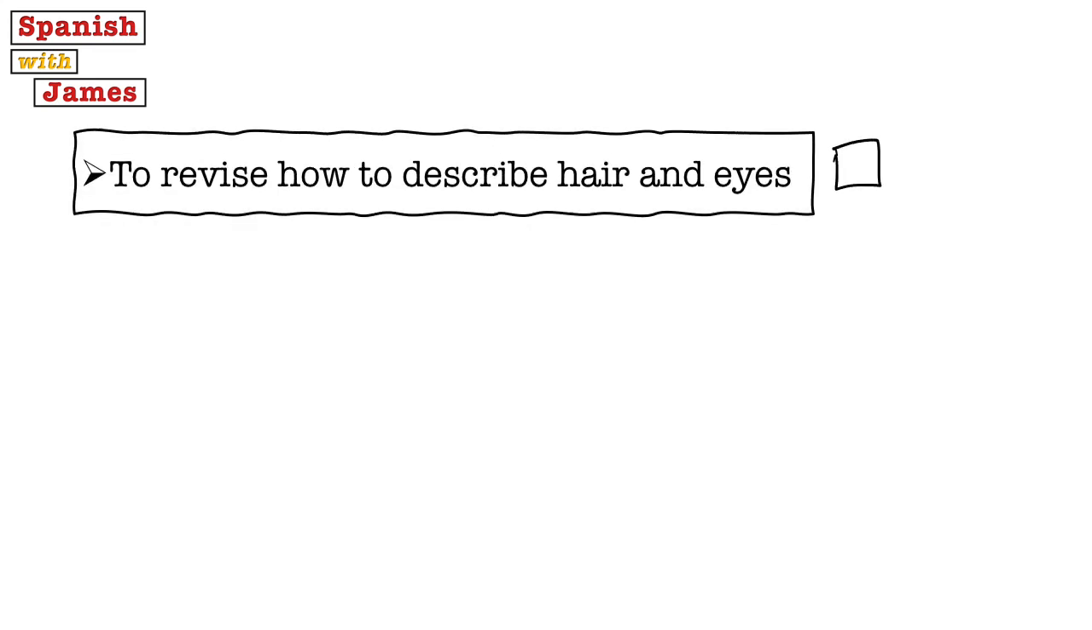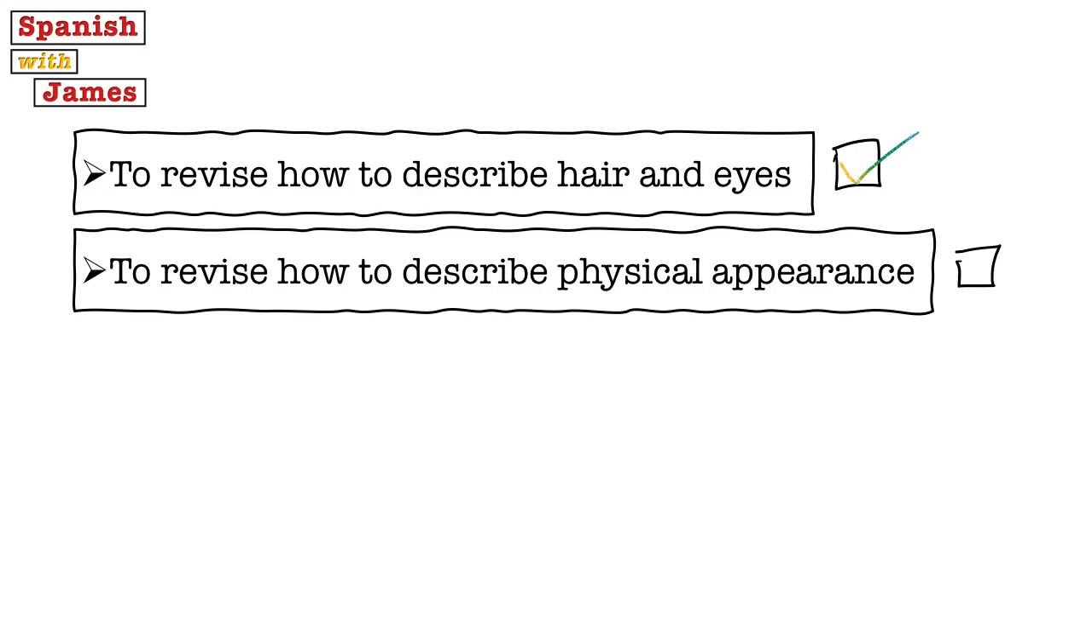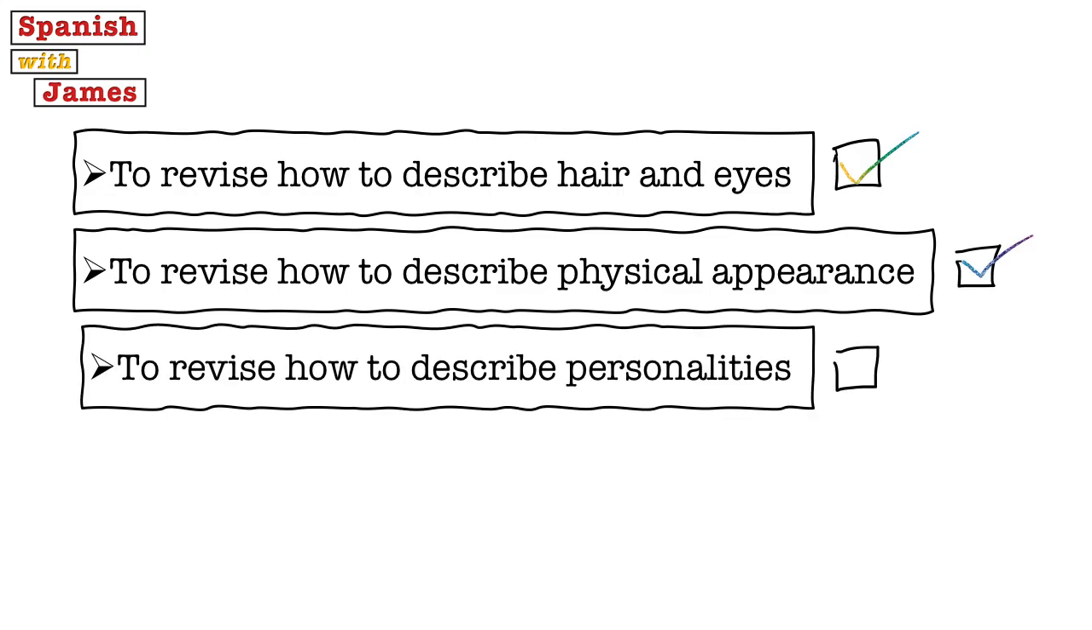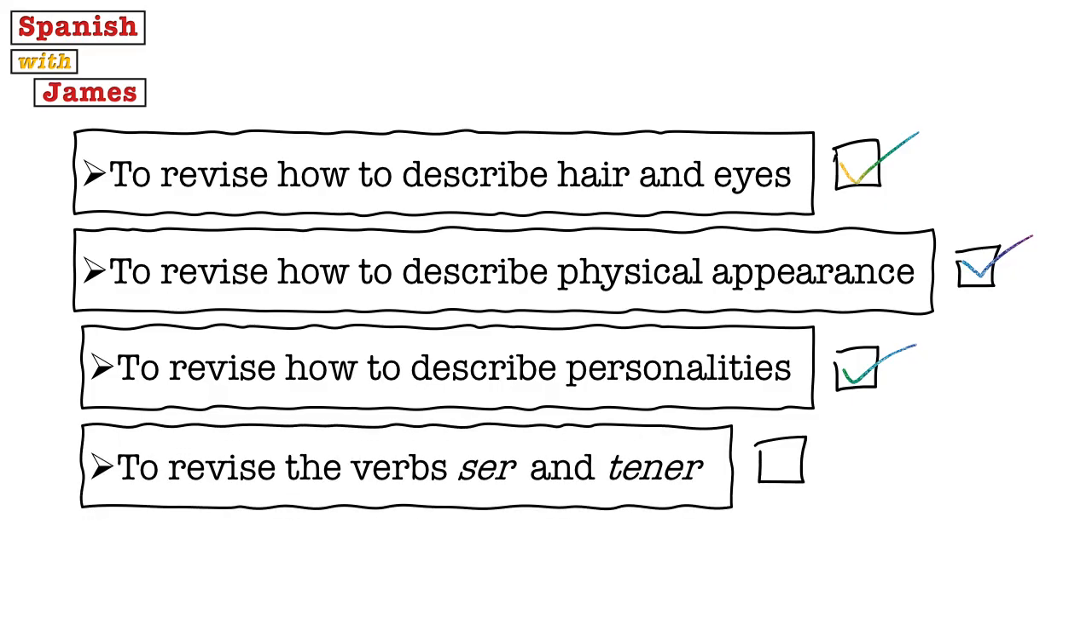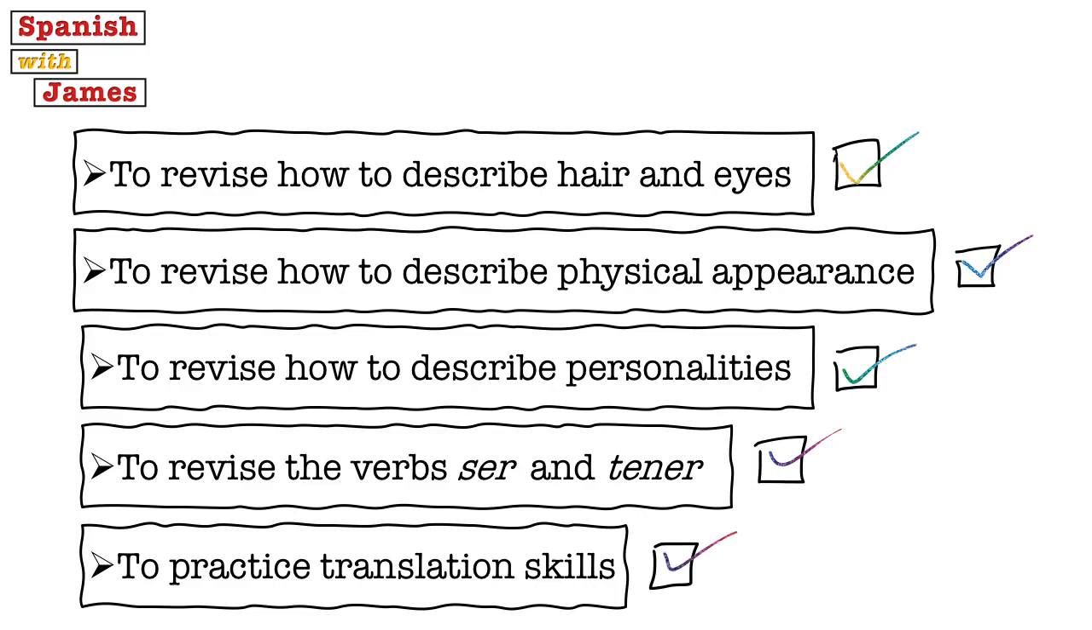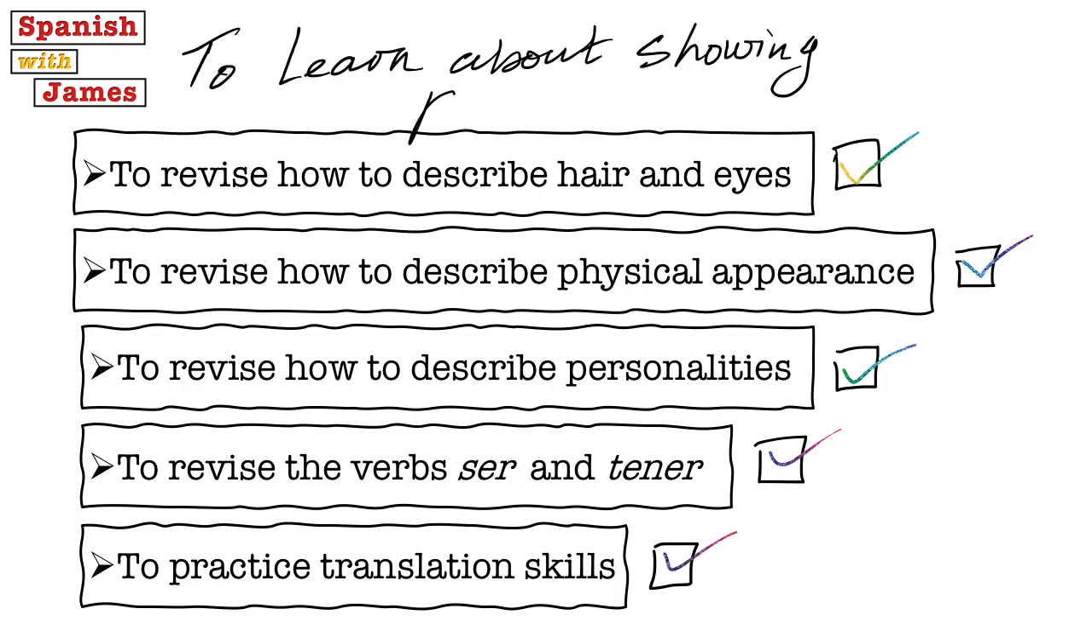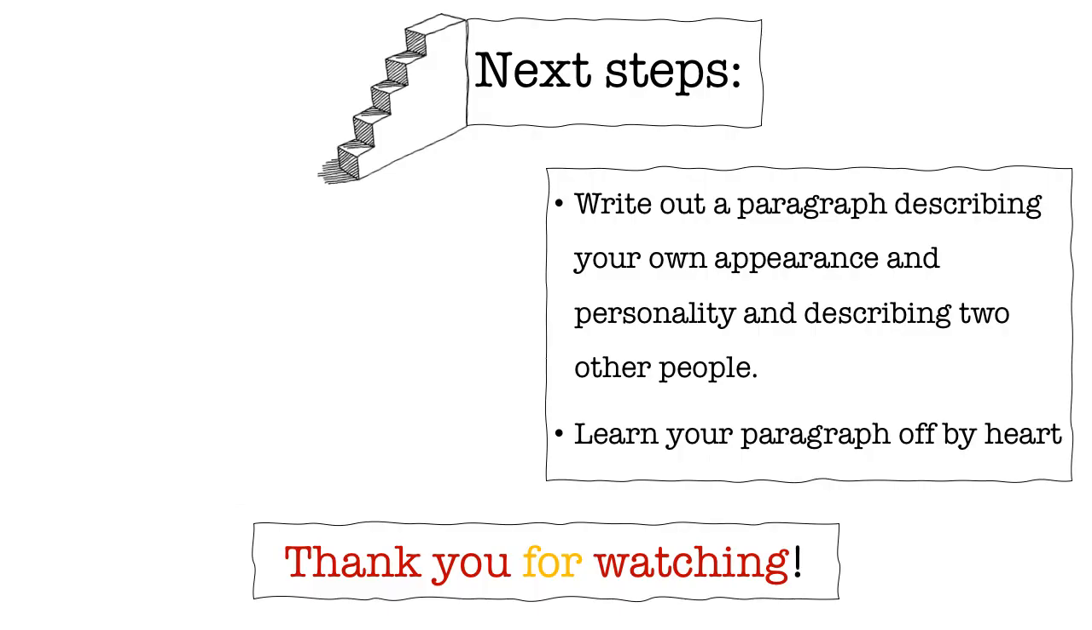And that brings us to the end of the lesson. Just to recap, we've revised how to describe hair and eyes, we've revised how to describe physical appearance, we've revised how to describe personalities, we've revised the verbs ser and tener, we've practiced our translation skills, and we also did an extra thing because we learned about showing possession, so we'll give that one a tick as well. And that's the end of the lesson. Muchísimas gracias por ver. I hope it's been useful.